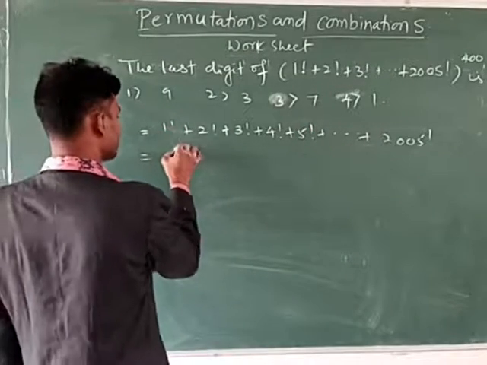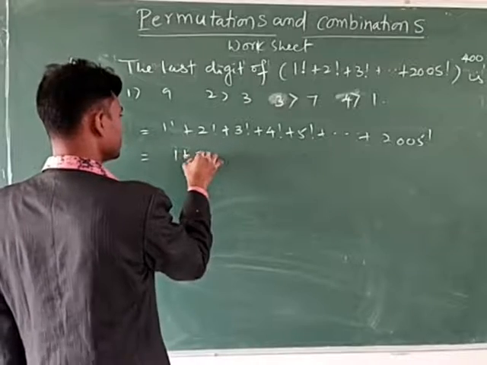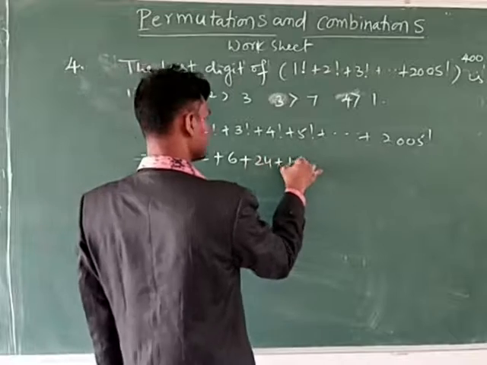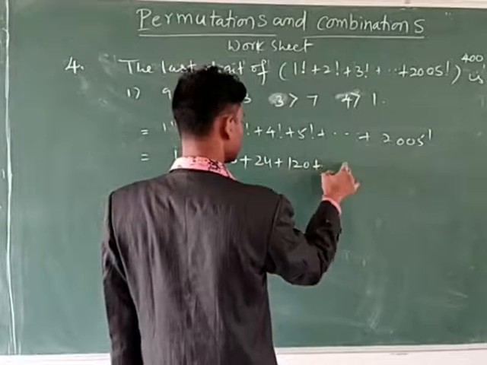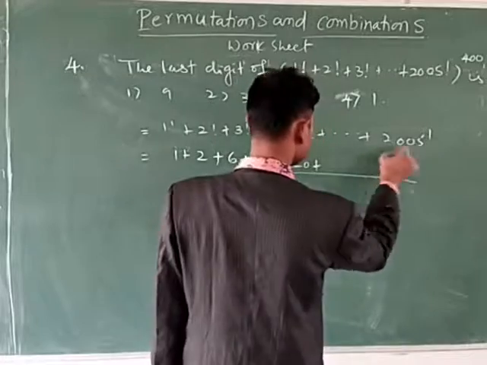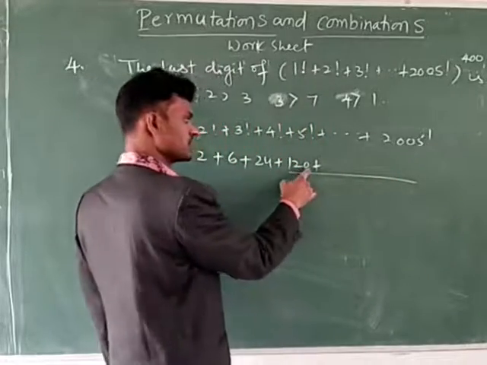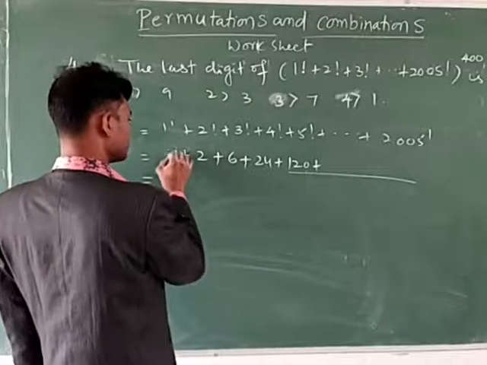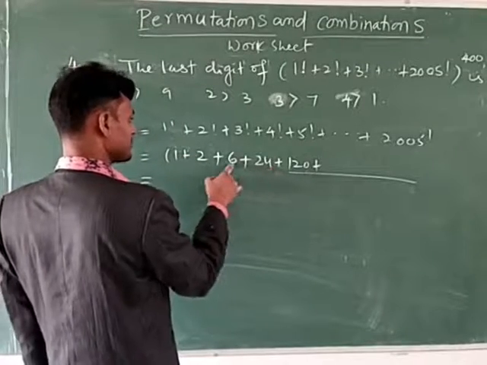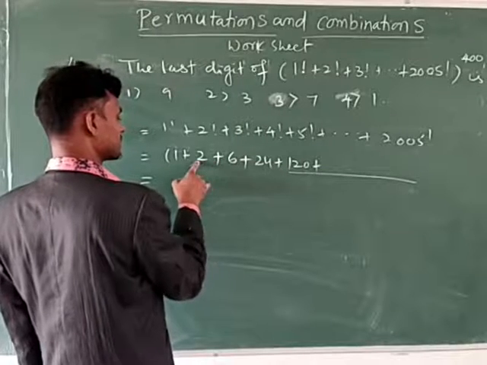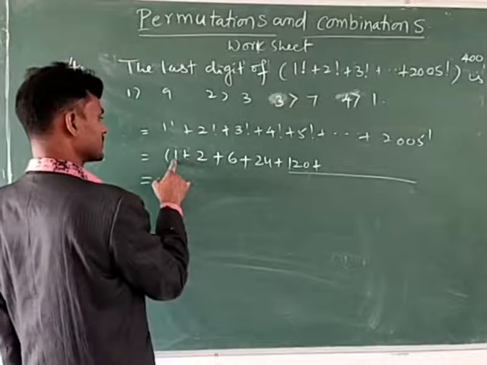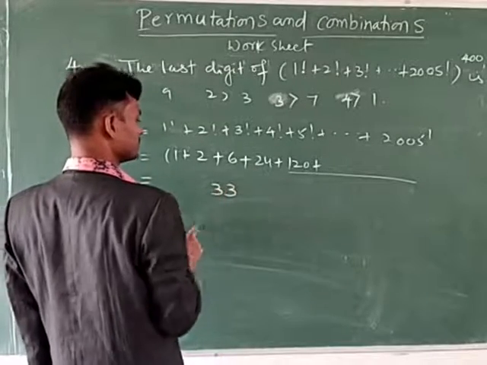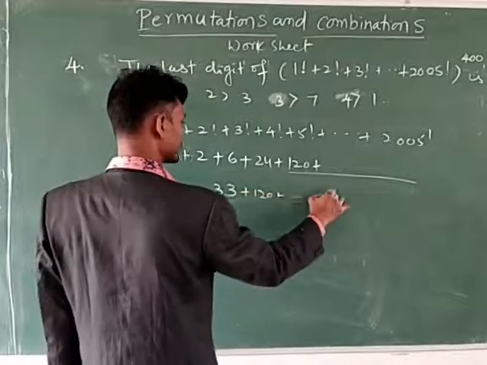First you have to write these values: 1, 2 factorial is 2, 3 factorial is 2 into 3 which is 6, 4 factorial is 24, 5 factorial is 120, and 6 factorial is 720. From 5 factorial onward, the unit digit is 0 compulsorily. Then 1 plus 2 is 3, 3 plus 6 is 9, plus 24 is 33, and 33 plus 120 and so on.